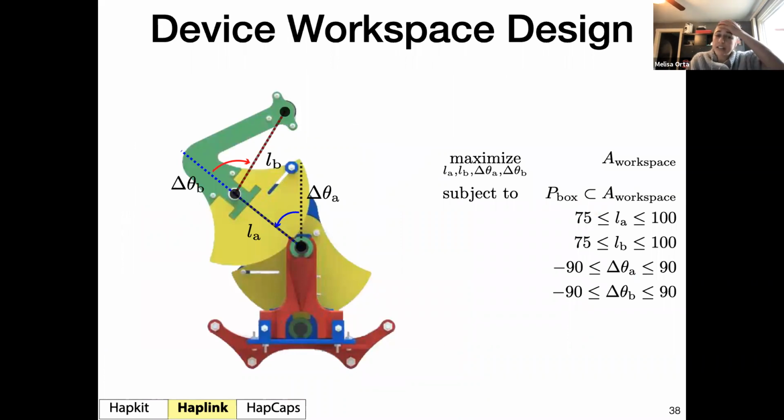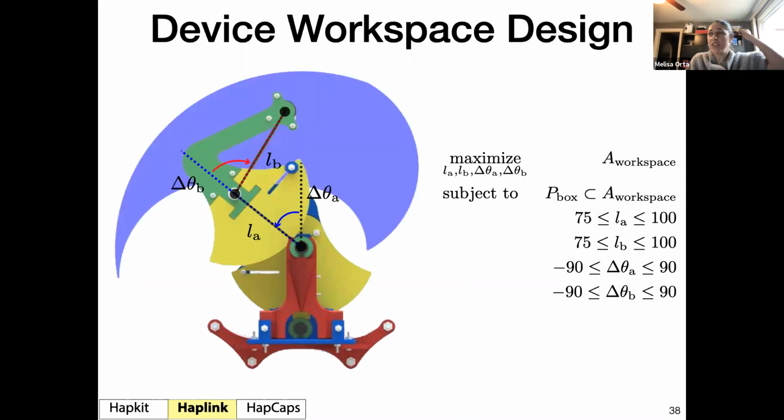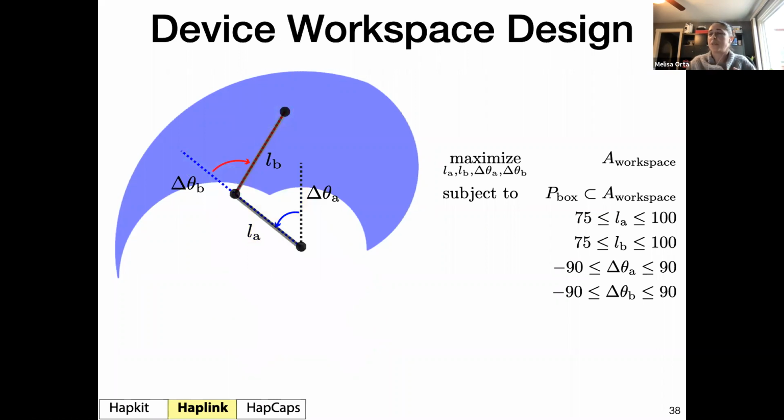Now, in order to finalize the design of Haplink, what we need to do is choose the rest of the variables, which are the length of its links, as well as the angle between those links. Changing these parameters results in changes to the position and shape of the workspace, which is the range of positions that the end effector can achieve as it moves around. So we implemented an optimization algorithm to choose those parameters and to constrain the workspace to be in front of the device and to avoid any self-collisions. We constrained a box placed at a safe distance to be inside of the workspace.